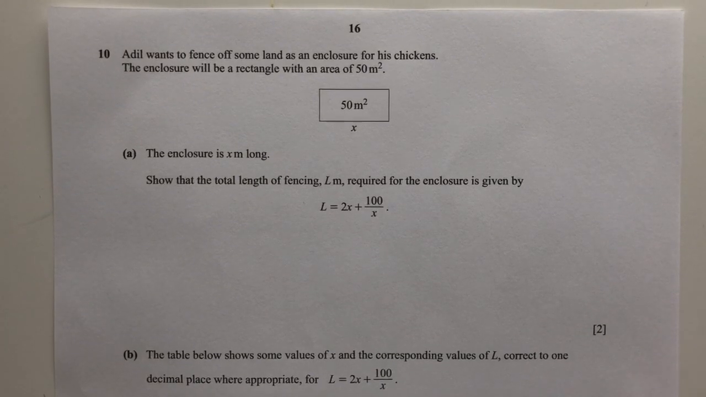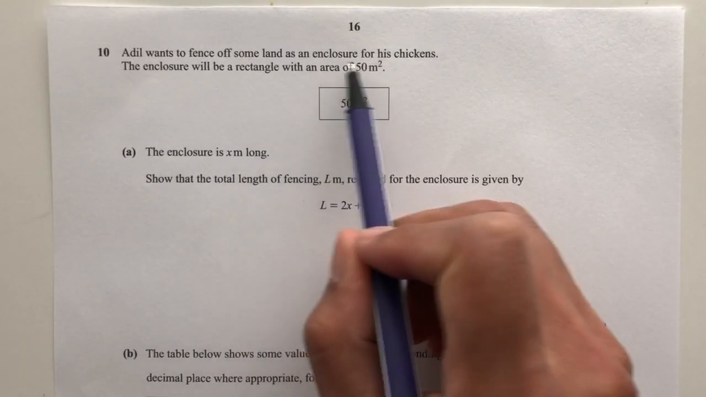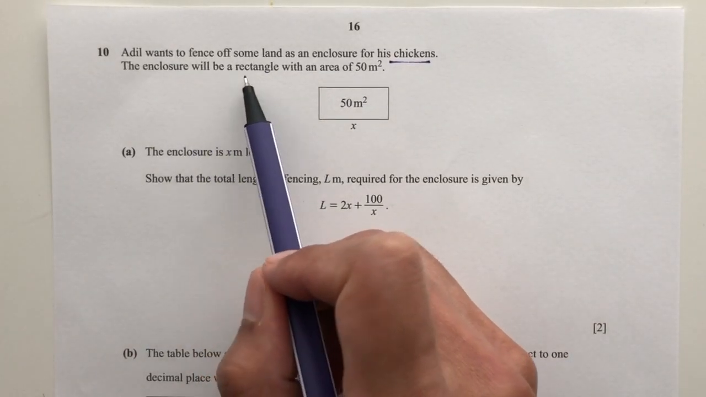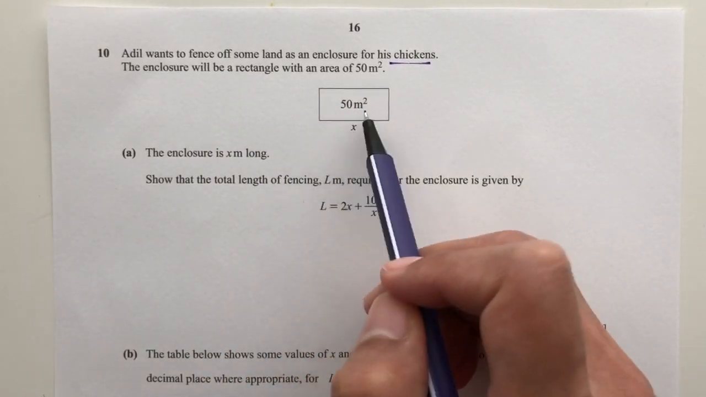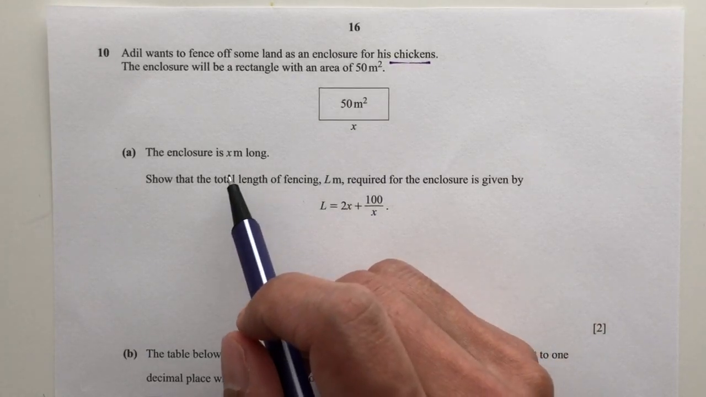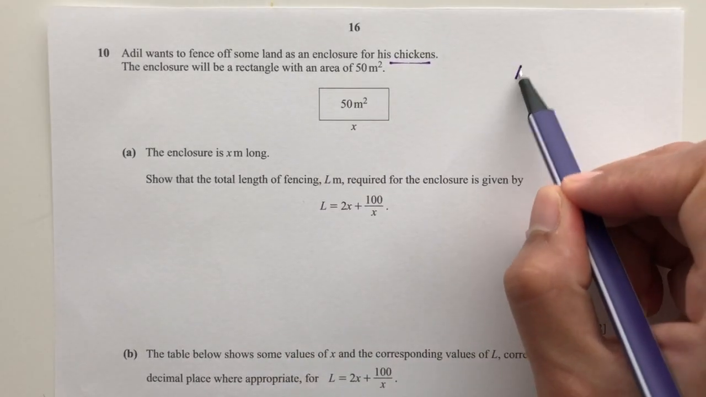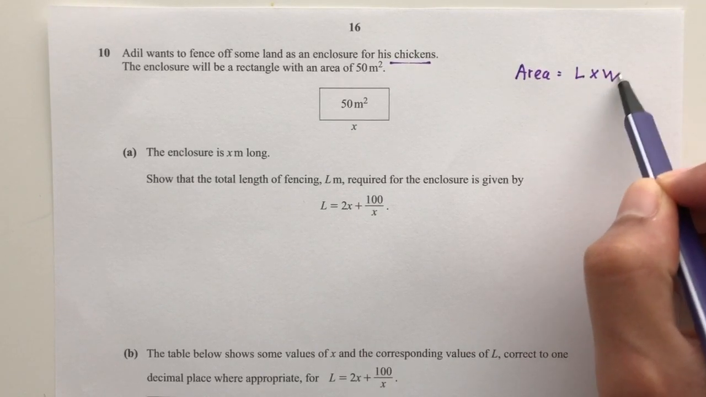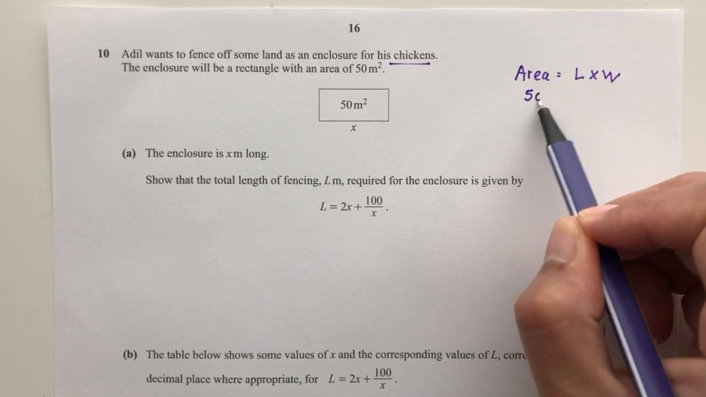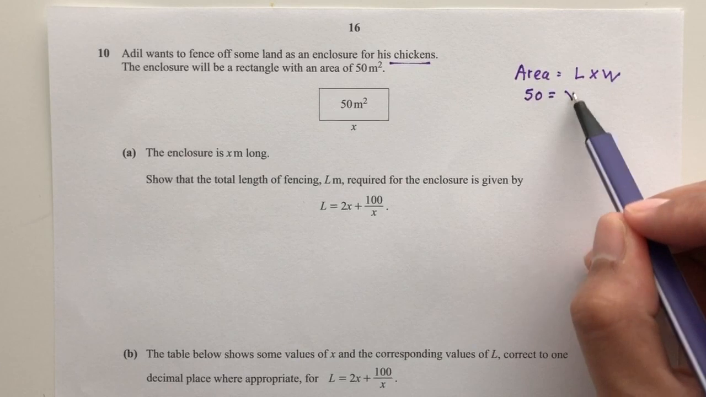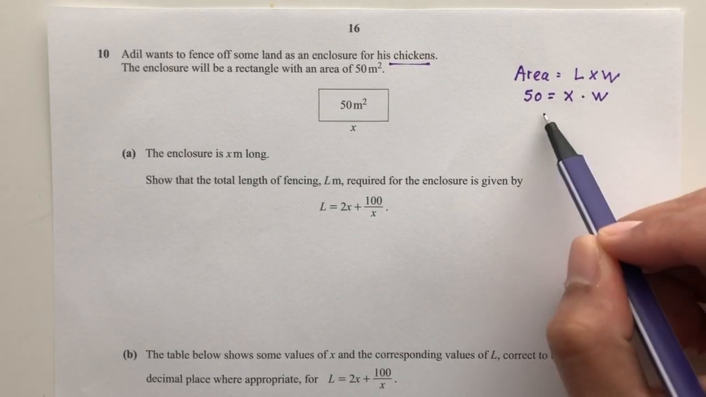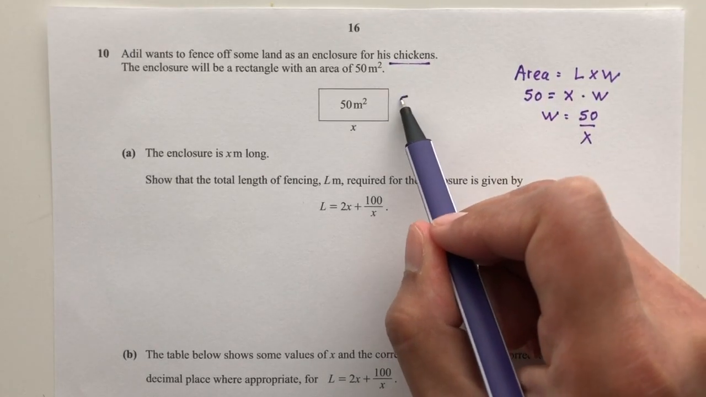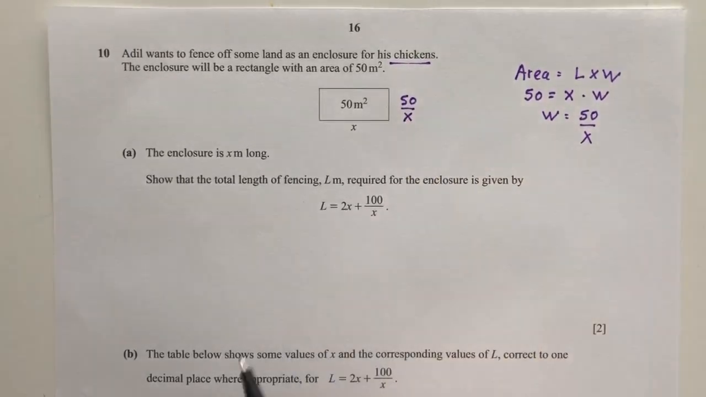So Adil wants to fence off some land as an enclosure for his chickens. Now the enclosure would be a rectangle with an area of 50 meters square. Now how do you find area of rectangle? Area is equal to length times width. Area is 50 and length is x. So what is the value of width? Width will be 50 divided by x, so width will be 50 over x.